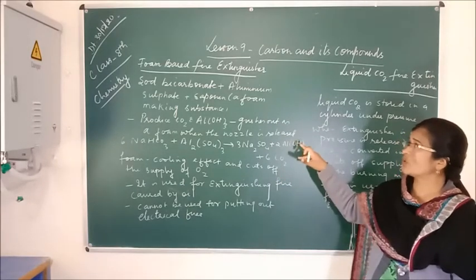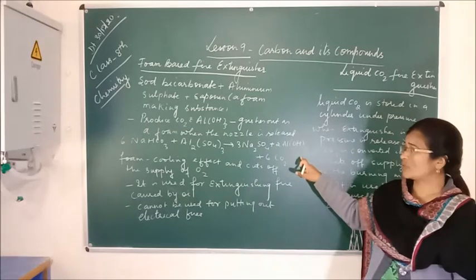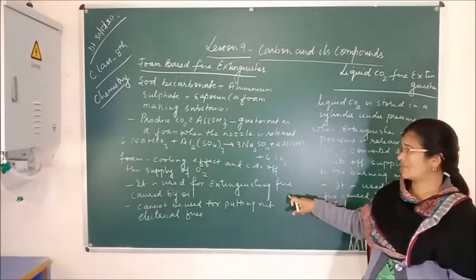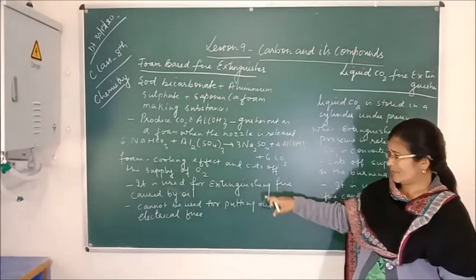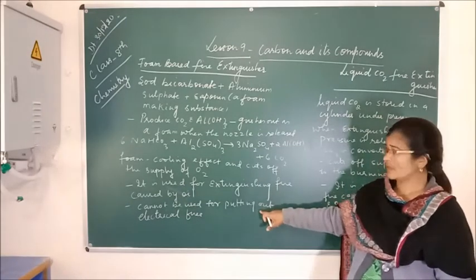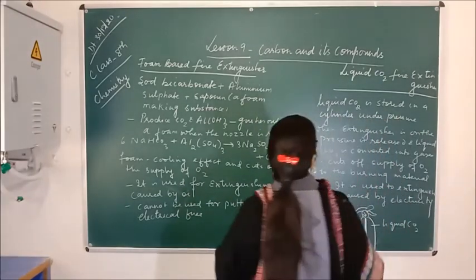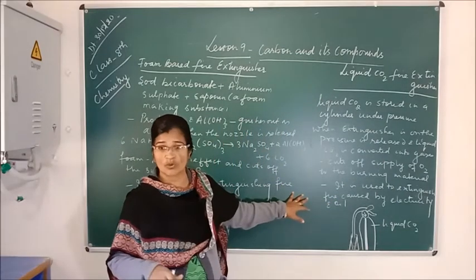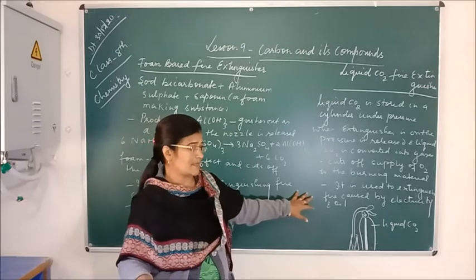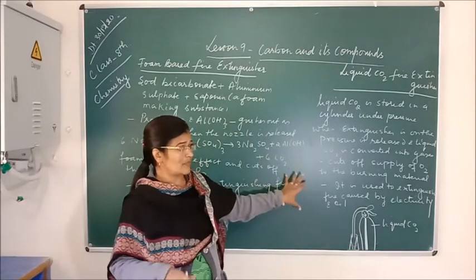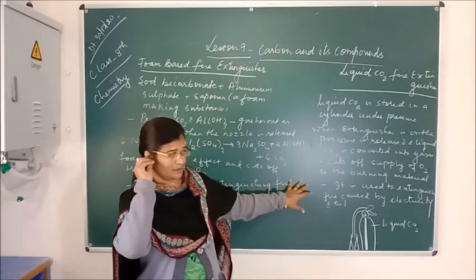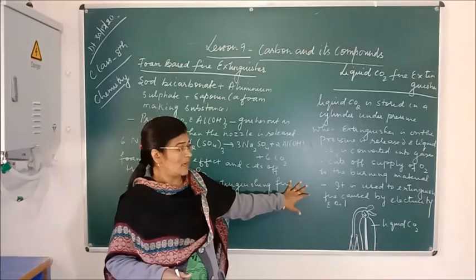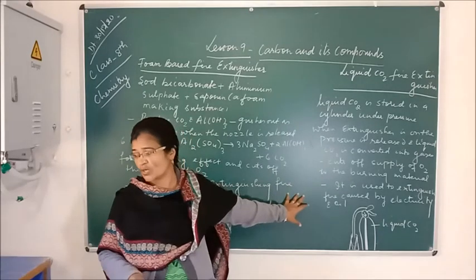So the foam based fire extinguisher is specially used to put out the fire which is caused by oil, not by electricity. But the liquid carbon dioxide fire extinguisher is used to extinguish the fire which is caused by both oil as well as electricity. So these are the two topics, and here we have completed the lesson. Now your syllabus is also over for class 8.